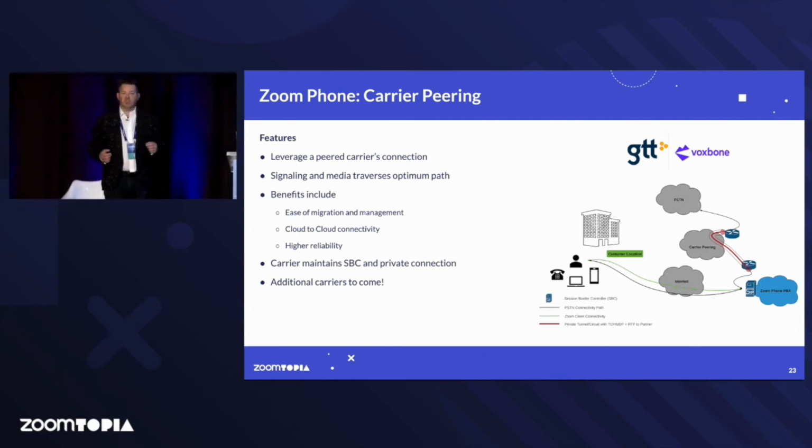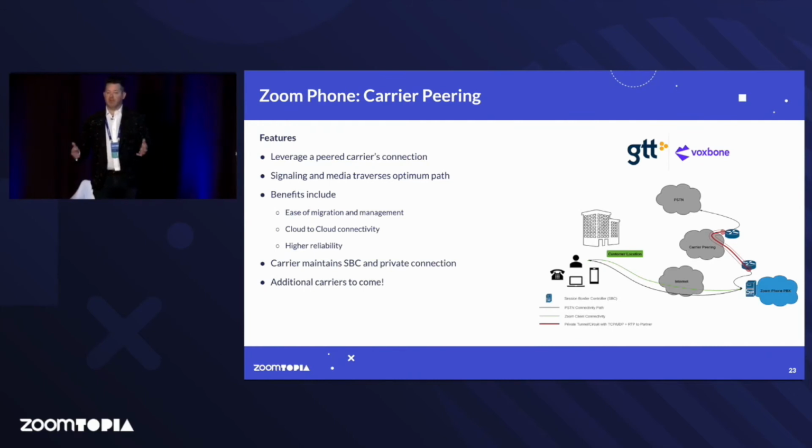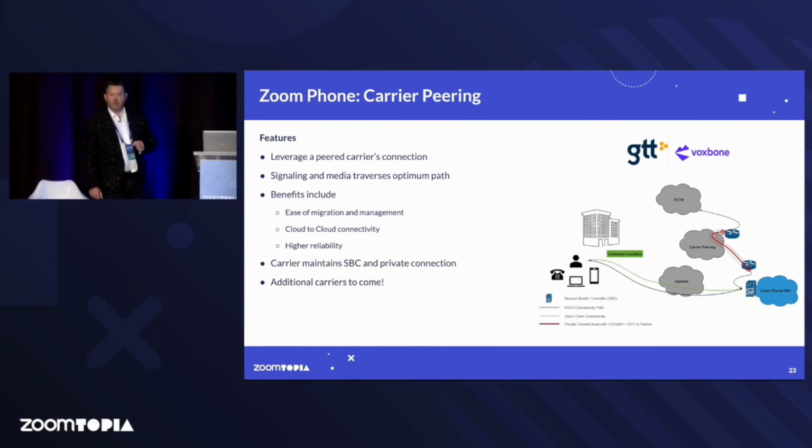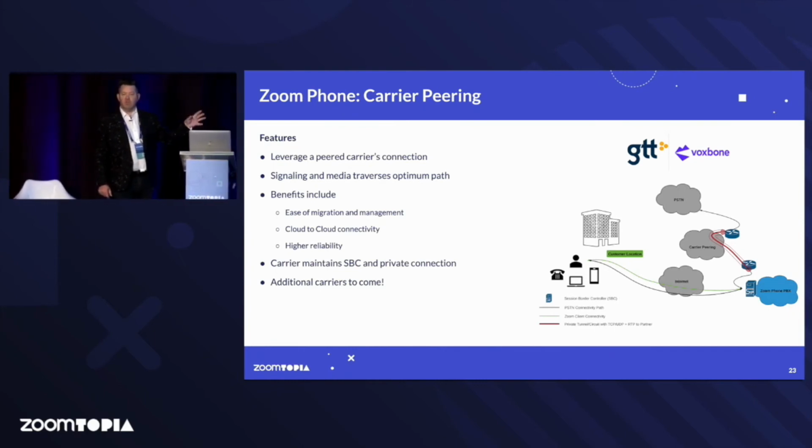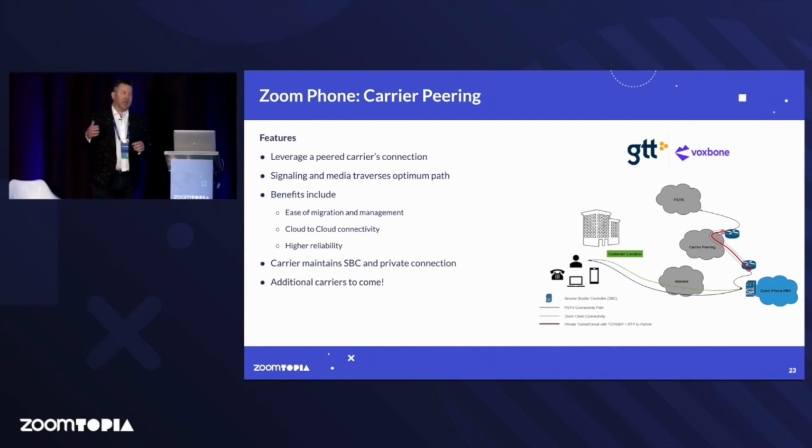We're creating a carrier exchange, if you will, where you can sign up for Zoom Phone, and then as you're provisioning Zoom Phone, choose the service provider you want to provide PSTN access. Zoom will always be there as an alternate, as your primary. You can choose us to do that, but if you are more comfortable with a third-party service provider, we're going to allow you to choose that right within the Zoom Phone product. So we're starting to do that with GTT and Voxbone today, and then we're going to be adding additional service providers over time.